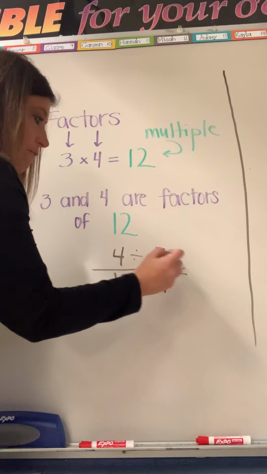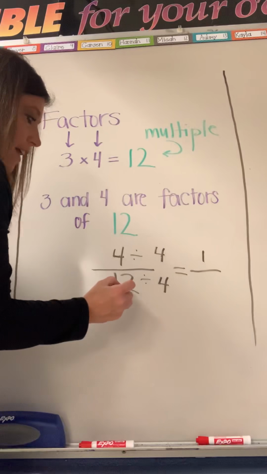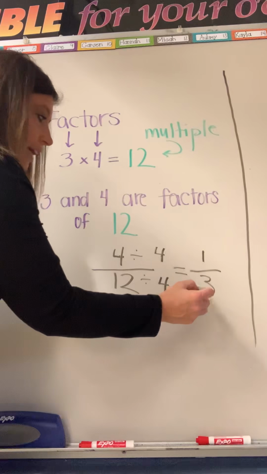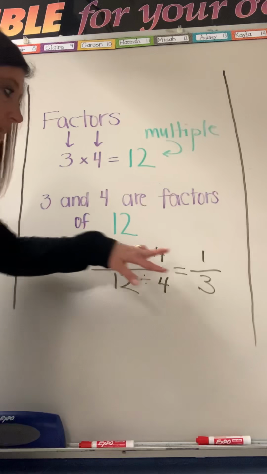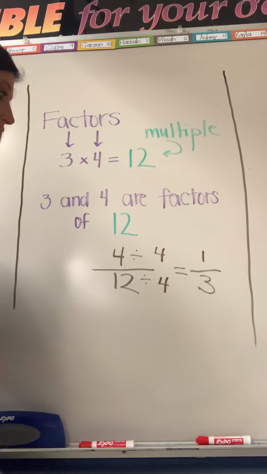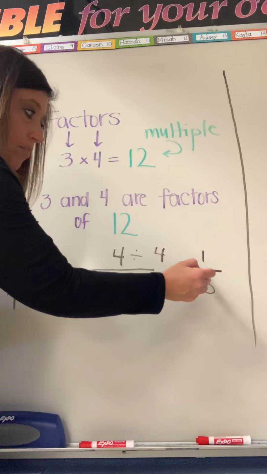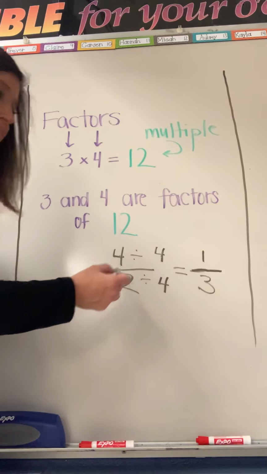When I divide 4 by 4, I get 1. When I divide 12 by 4, I get 3. 4/12 and 1/3 are equivalent. 1/3 is the most simple form of 4/12.